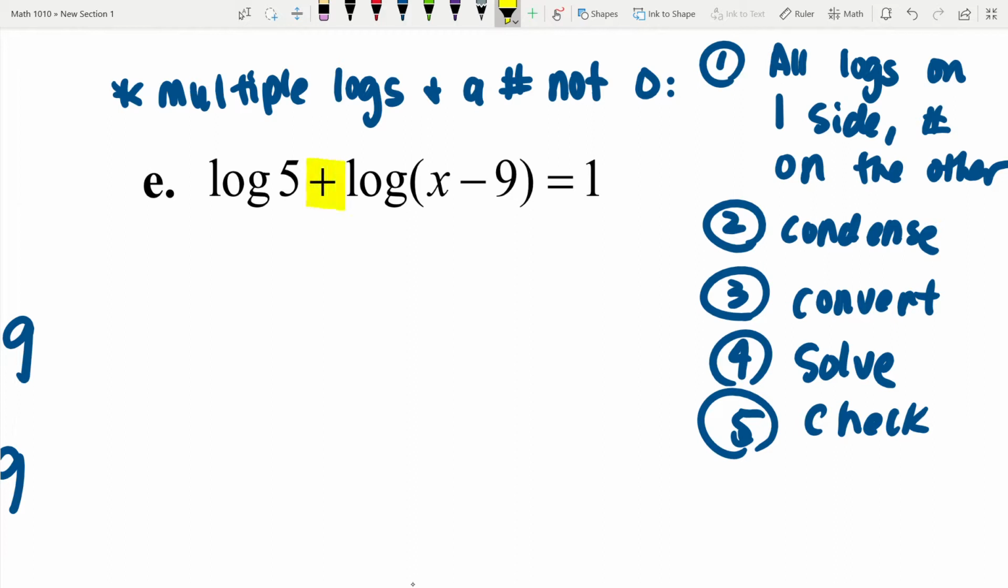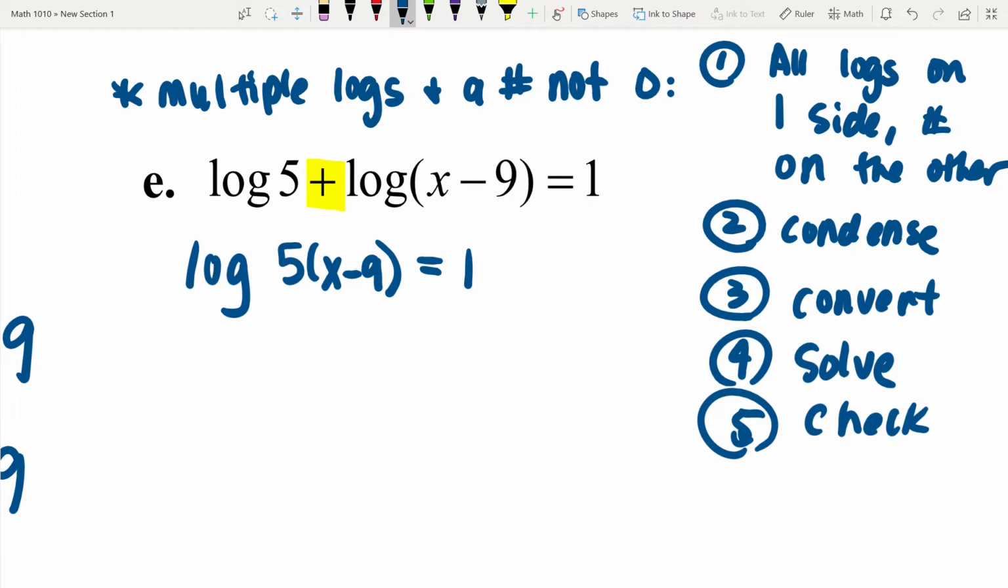If these are added, when I squish them together into one log, what am I going to do to them? Everybody tell me. Multiply. That's the rule, okay? So it's going to be 5 times x minus 9 is equal to 1.